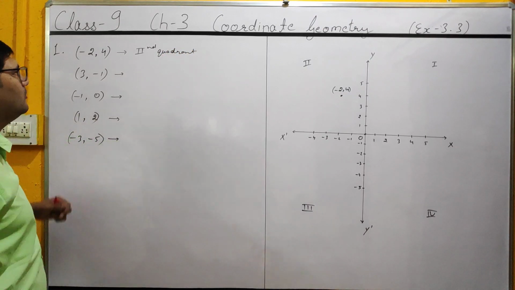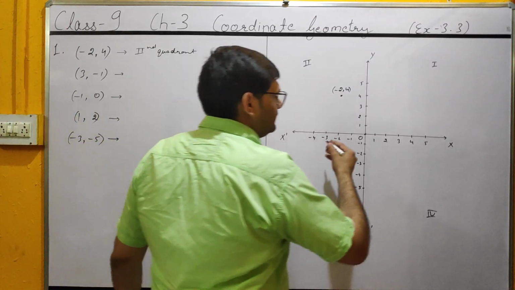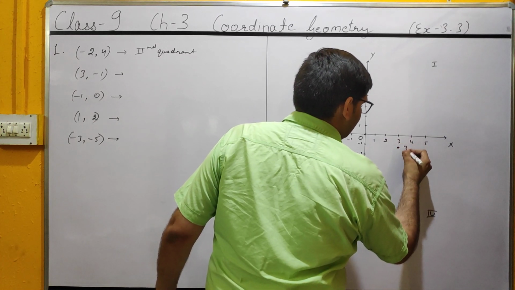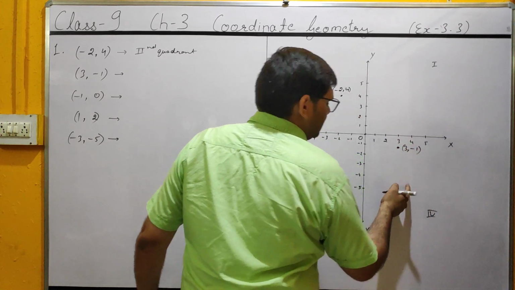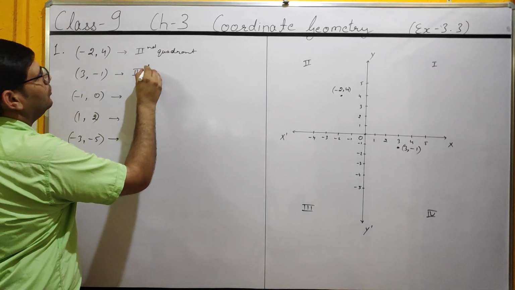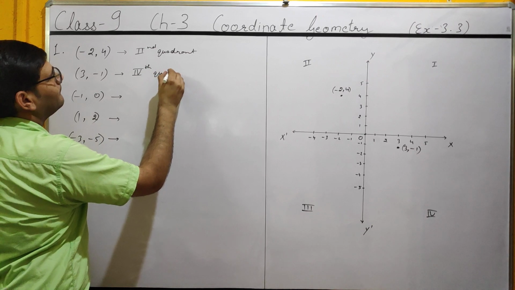Second quadrant. Now 3, -1. 3 is here, -1 is below. So 3, -1. This is in which quadrant? Fourth quadrant.